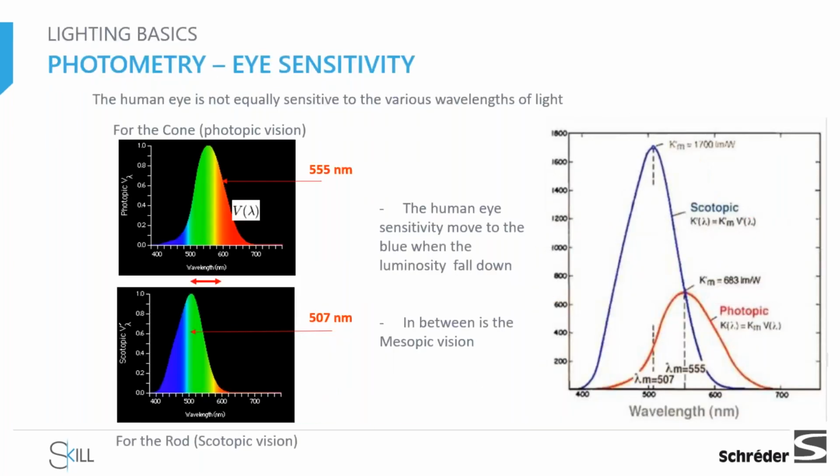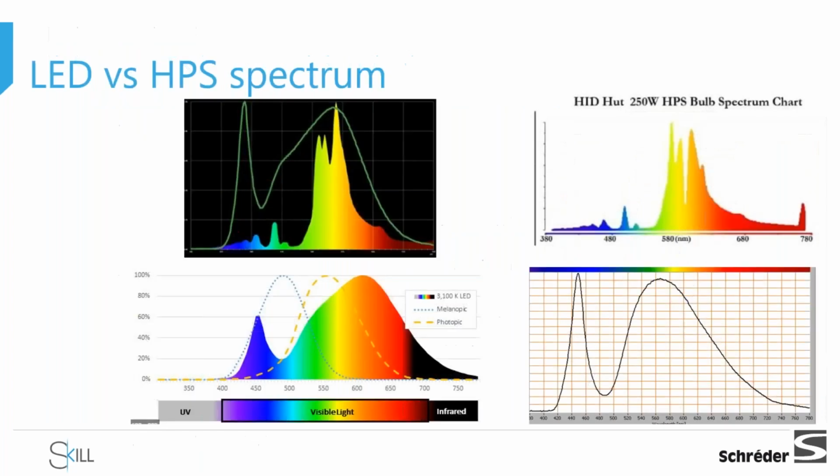We need to keep this in mind because some of the authorities are taking advantage of the fact that the eye sensitivity is going toward bluish at night or when the light level is very low. And we will compare the spectral distribution between two lighting sources, the high pressure sodium, the one above, and the cool white LED.